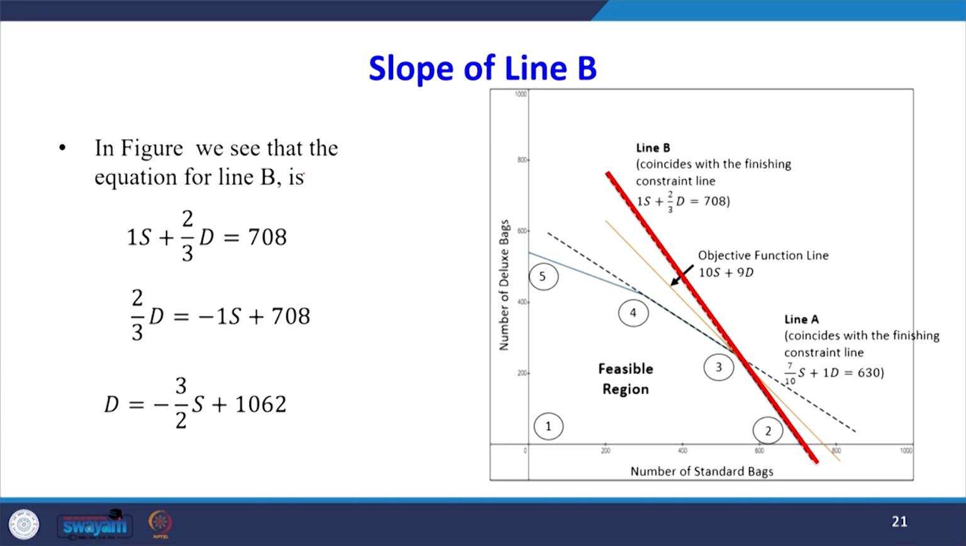In the figure we see that the equation for line B is 1s plus 2 upon 3d equal to 708. So 2 upon 3d, I am simplifying, when I bring s to the right hand side: minus s plus 708. When you simplify this, d equal to minus 3 by 2 s plus 1062. Now, this is the slope of your line B.